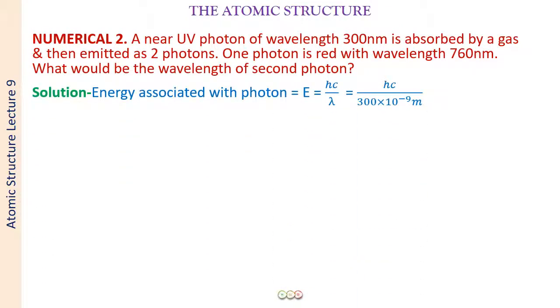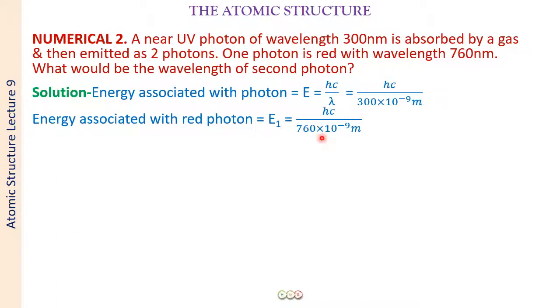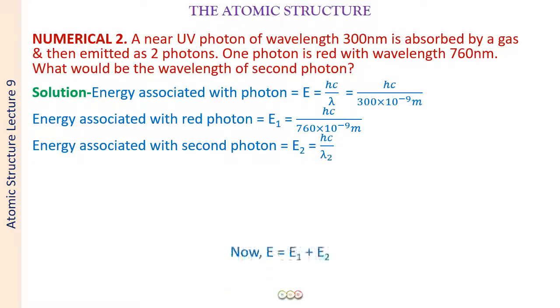So we have the energy associated with the UV photon to be called as E, which is equal to hc by lambda. So we have hc divided by 300 into 10 power minus 9 meter for this wavelength. And then the red photon energy, E1 we are calling it, would be also equal to hc divided by 760 into 10 power minus 9 meter. And the wavelength of the other photon which we have to find, that energy is E2, and this would be equal to hc by lambda 2.